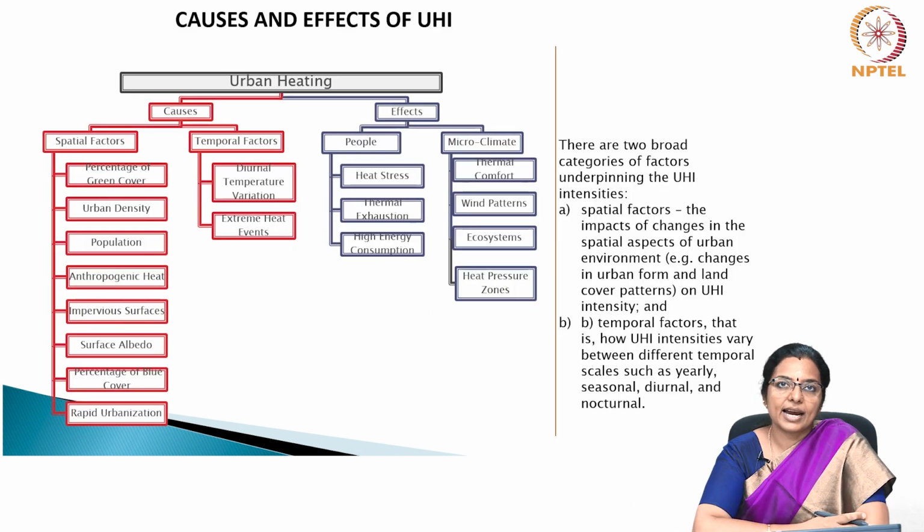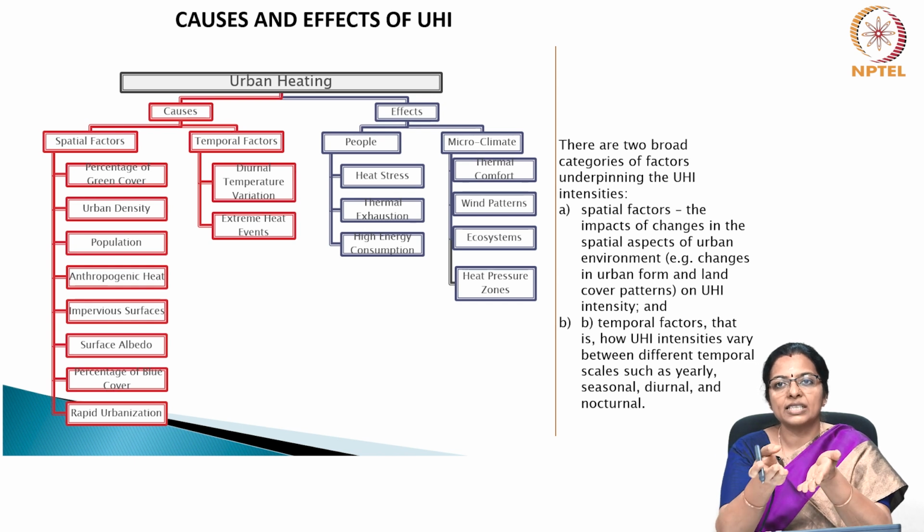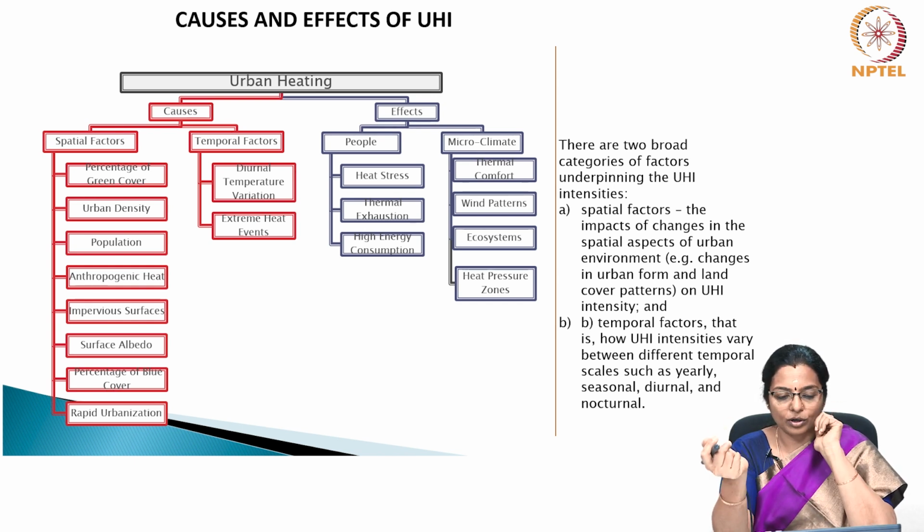Let us look at the causes and effects of urban heat island. There are two broad categories of factors underpinning the urban heat island intensities. First is the spatial factor. The impacts of changes in the spatial aspects of urban environment, such as changes in urban form and land cover patterns, on urban heat island intensity is studied as a spatial factor. And the second one is the temporal factor. That is how urban heat intensities vary between different temporal scales, like say between years or between two seasons or between a day and night and so on.